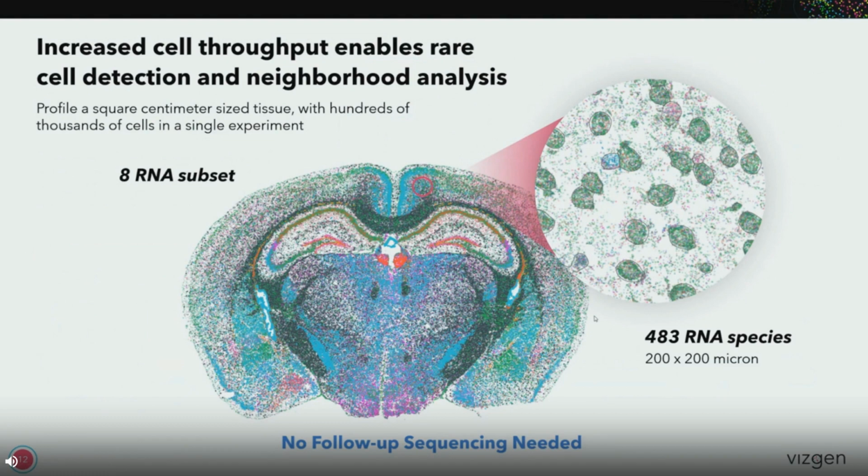in a single run. So for example, on this slide, we use MERSCOPE to profile 483 genes across the mouse brain. And what you're seeing here on the right in the zoom-in is a single field of view. Each single field of view is 200 by 200 microns, and we tile hundreds to even thousands of images to capture the whole brain section. And what's really nice about this system is that no follow-up sequencing is needed. You get all the information from an imaging run.